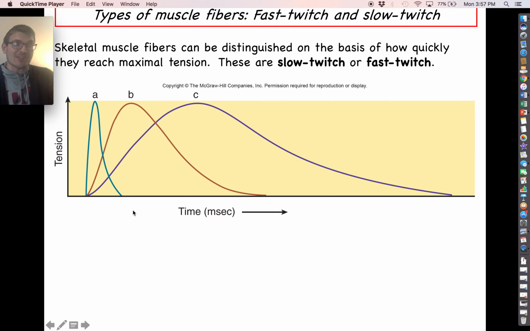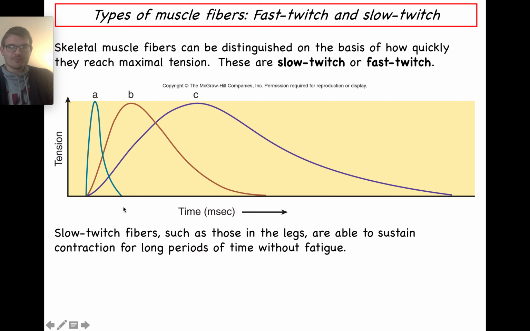Slow twitch fibers, it is kind of a bummer that they take a while to get going, but they are very, very resistant to fatigue. They can go for long periods of time without having to rest. So slow twitch fibers, like those that you find in your leg muscles, are able to sustain contraction for long periods of time without fatigue.